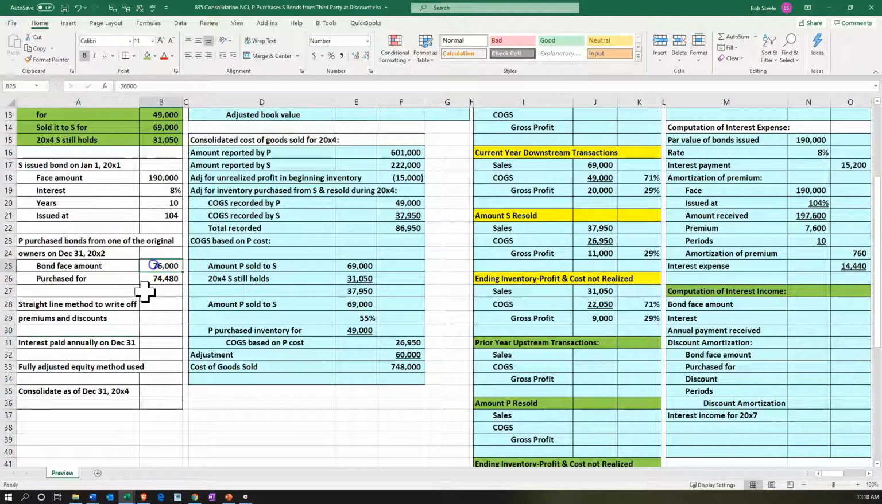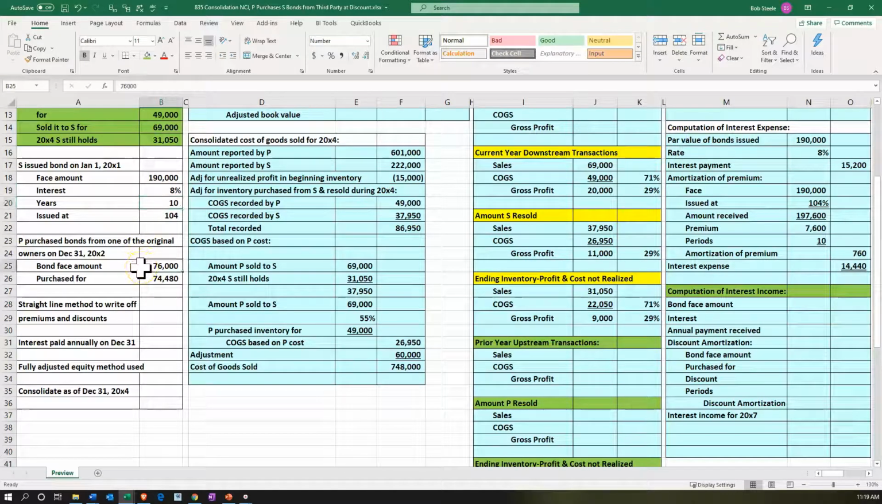So now P purchased the bonds, but they only purchased 76,000. They purchased the bonds from somebody else, not S, but they're S's bonds. So now we've got these bonds that P holds that are S's, but they're not for the full 190. They're for the 76. These are still 76,000 of the 190 that were issued at this 8%. And they're the same bonds that have that maturity date that was originally the 10 years.